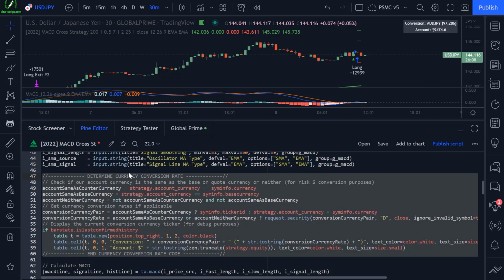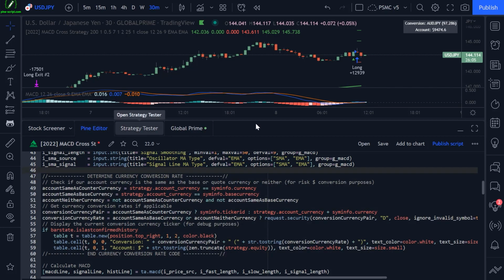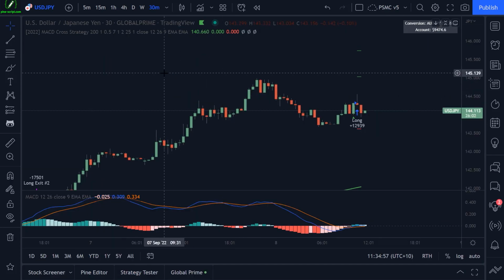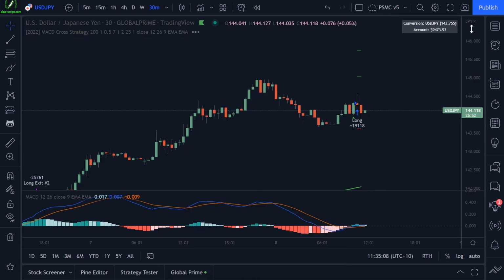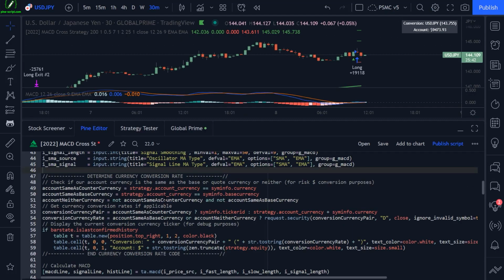What this code does is it calculates my position size based on the currency conversion rate. So if I were to change my strategy base currency to US dollars here, if you keep an eye up here, it's now tracking the US yen conversion rate. And that conversion rate is being taken into account when calculating my position size so that we get a more accurate reading on the position size.